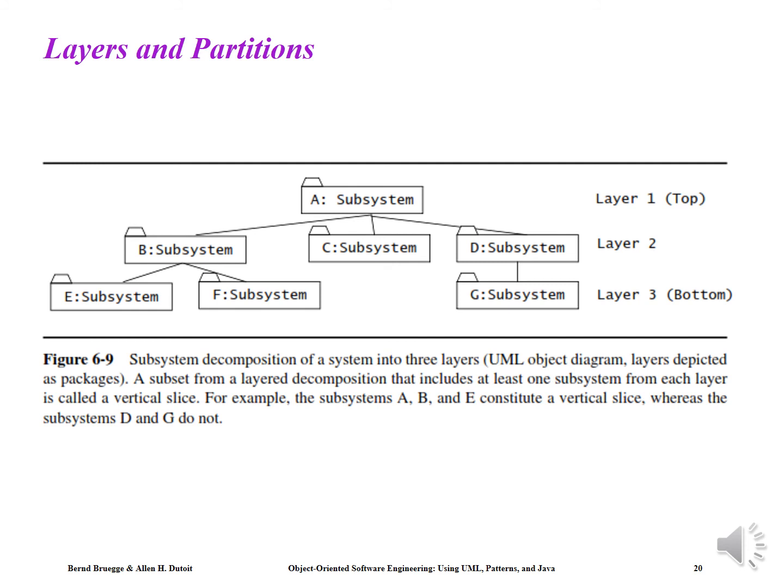So this is an example. A subset from a layered decomposition that includes at least one subsystem from each layer. So one subsystem from this layer, from this, and from this is called a vertical slice, like A, B, and E. One subsystem from each layer. This is called a vertical slice. Whereas if we take D and G only, we don't take A in that, this is not a vertical slice.